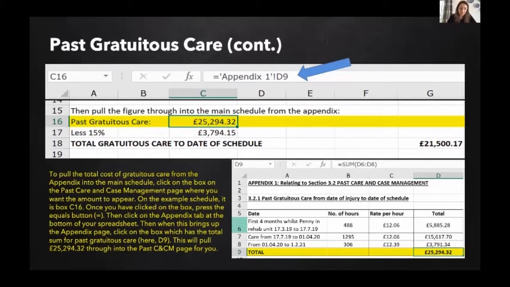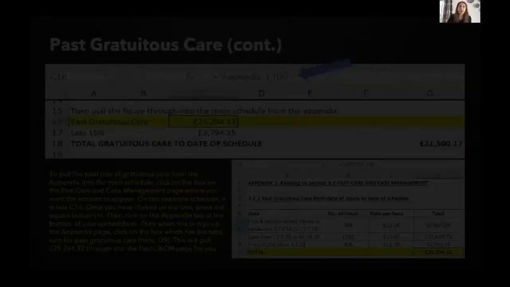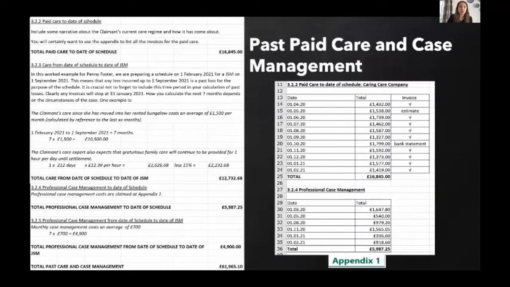Briefly, Anna, then, in terms of any past paid care that Penny received, how do we put that into our schedule? Now, this should be a very simple process if you have employed the good practice as explained by Demi in webinar 1, and you've been keeping a rolling file of care and case management invoices. You simply list all the invoices in your appendix and pull the total through into the schedule.